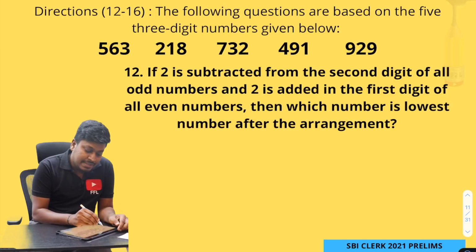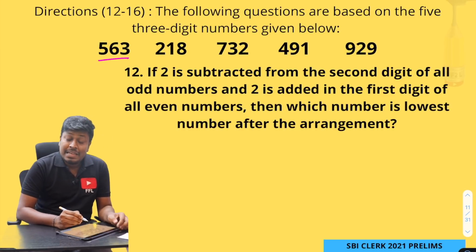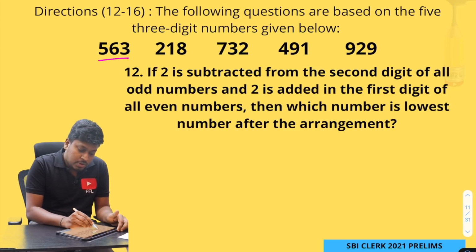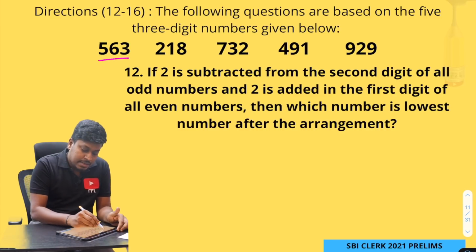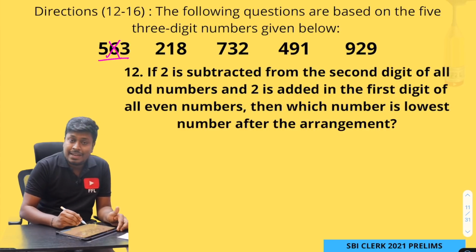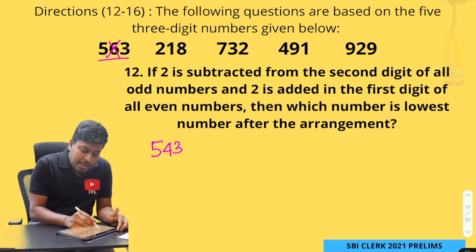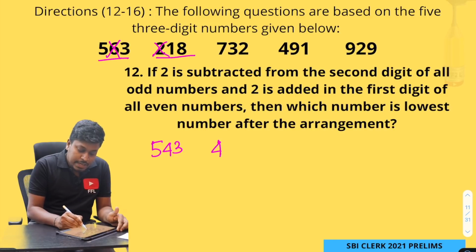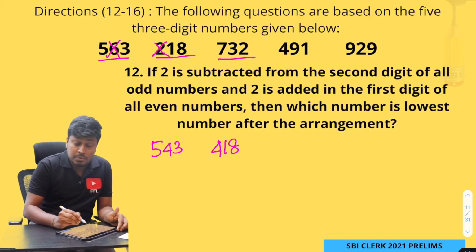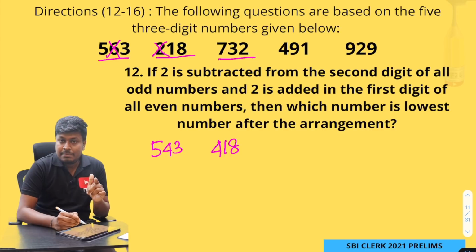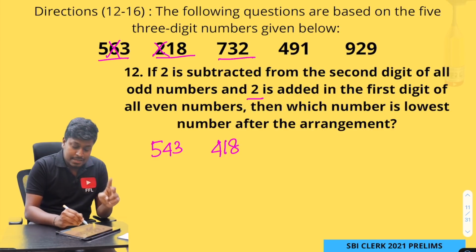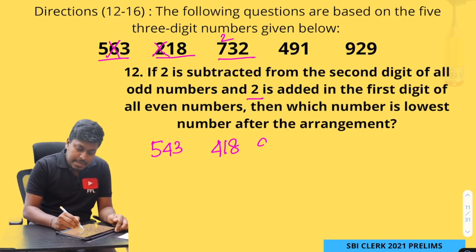See, 563 is an odd number, right? If it is an odd number, what you need to do? 2 is subtracted from the second digit. So if you subtract 2 from the second digit, that is 6, it becomes 543. Understood or not? 218 is an even number, so add 2 to the first digit, that is 418. 732 is an even number, you need to add 2 to the first digit. If you add 2 to 7, it becomes 932.